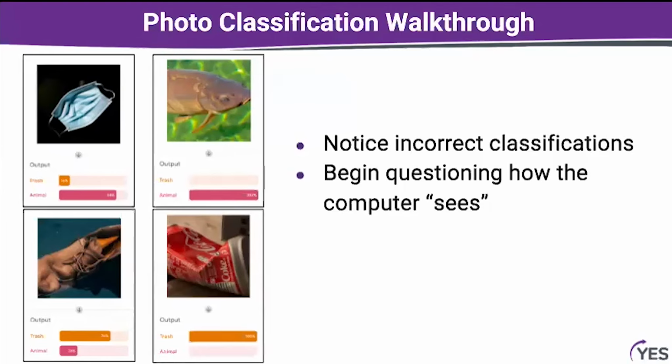So for example, I have some screenshots here from Google's Teachable Machine, and you can see it's very confident about the fish in this photo. It's 100% sure it's an animal, and it's very confident about the soda can. But it's a little less confident about the boot in the water and has a little bit of a percentage under animal, and it completely misidentifies the mask as an animal. And this sparks an important realization for students. They begin asking why the computer might be making these decisions.